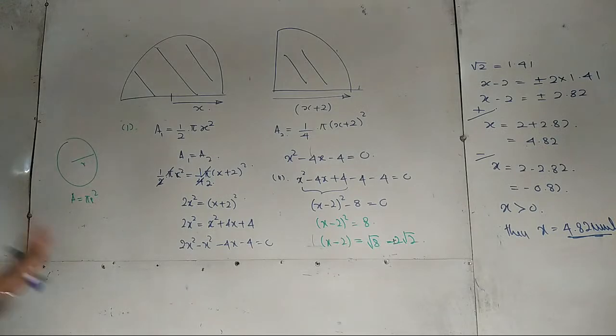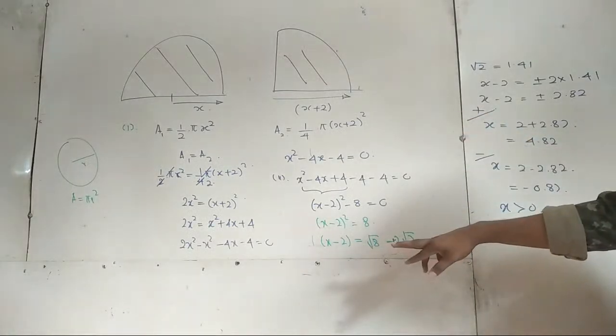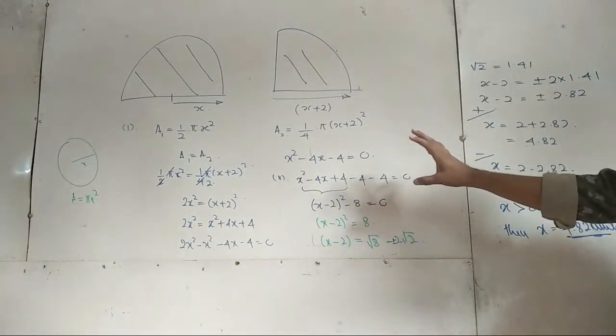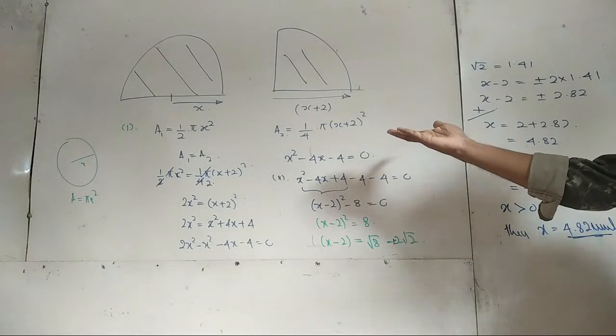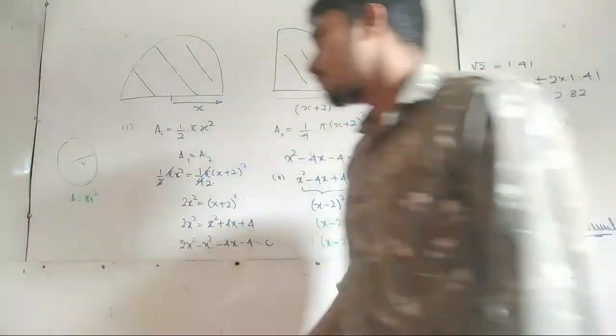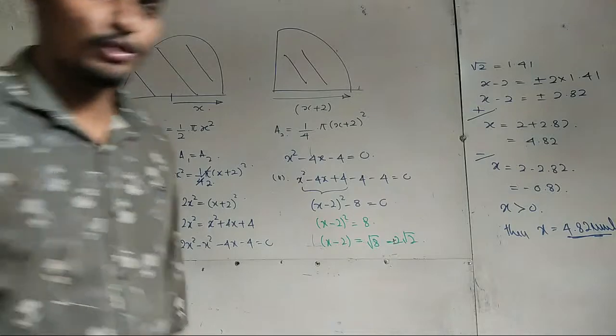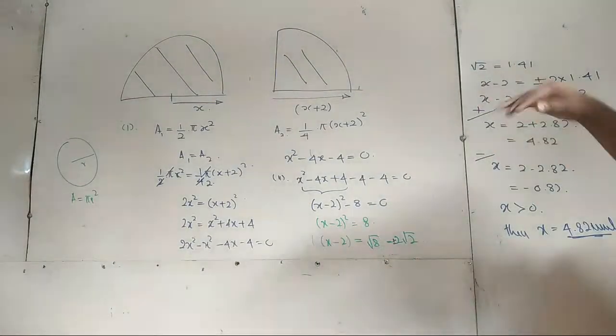No. That's it. Right? This is the only question. See how easy this is. You understand? If you know the area of a circle is pi r square, things are easy, okay?